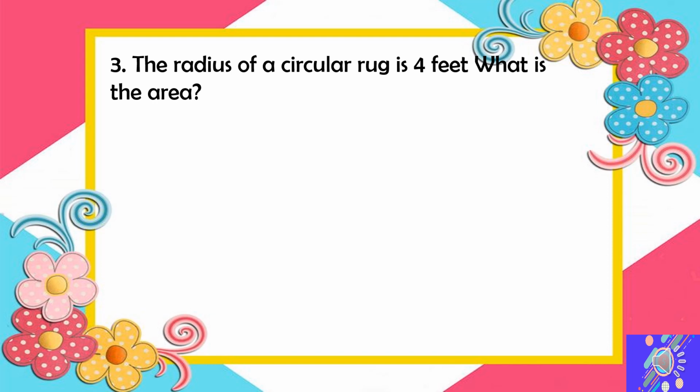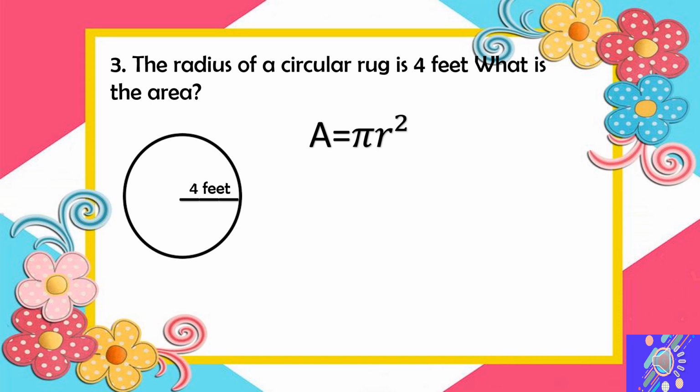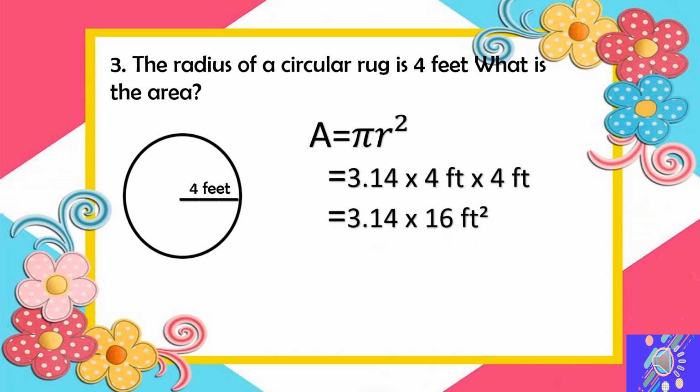Okay, so the given is radius. Let us take this as the circular rug. The radius is 4 feet. Now what is the area? Again, we will be using A equals pi r squared. So that means 3.14 times 4 feet times 4 feet. And then we have 3.14 times 16 square feet.